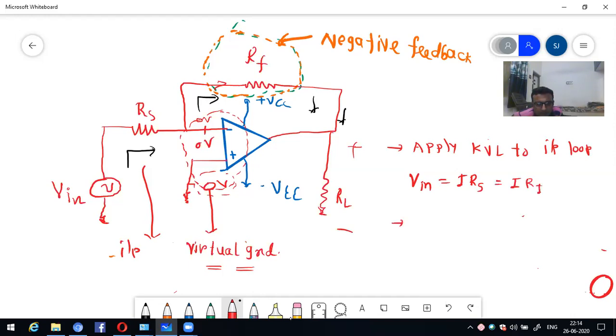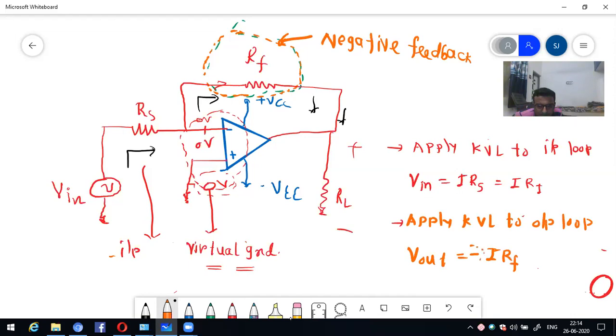And second step, apply KVL to the output loop. So Vout equal to minus I into Rf. Why the minus sign? See this, this is the most important terminology. Why the minus sign? I have explained that in the next point mathematically.